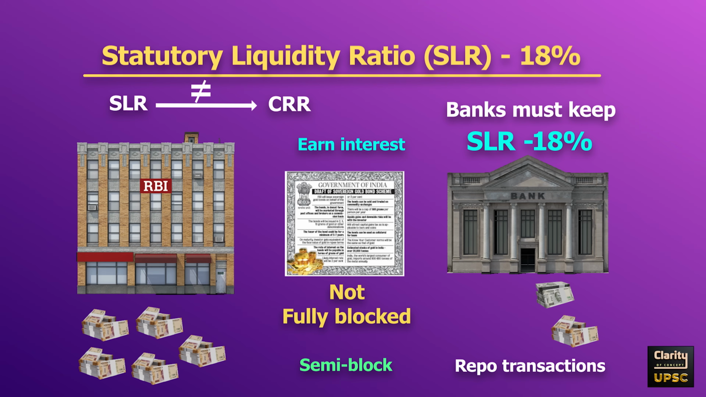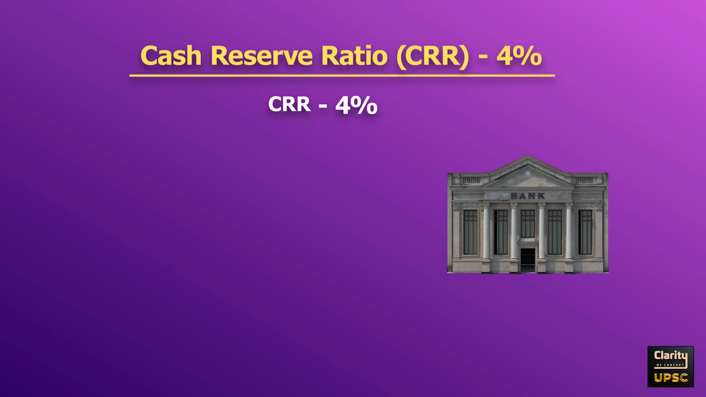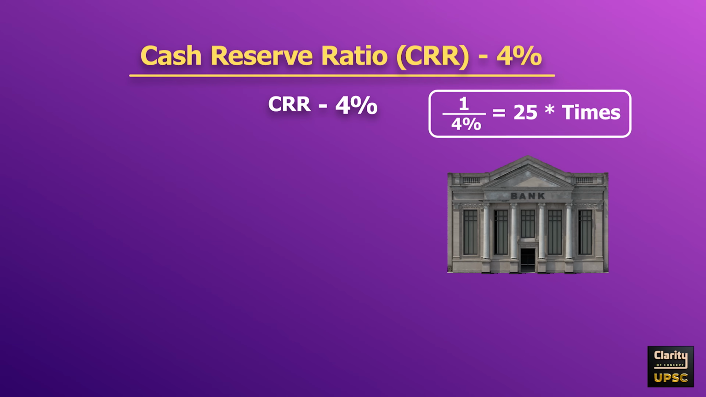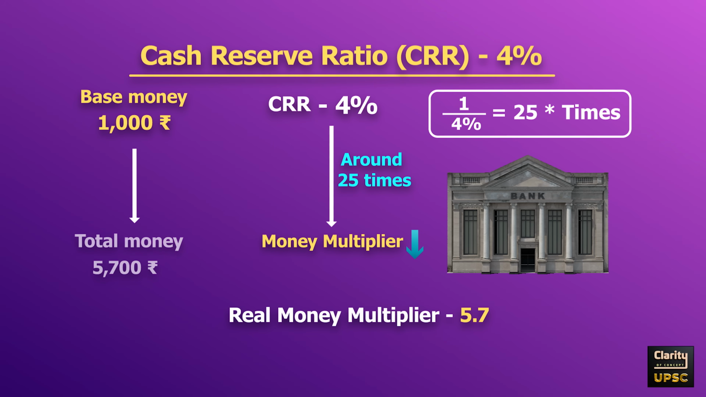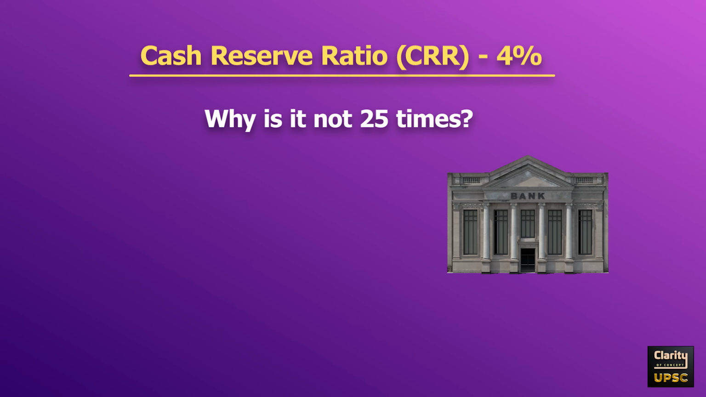That is why, in reality, the true reserve block is only the 4% CRR. Now, if we see the theoretical side, with 4% CRR, the money multiplier can go up to around 25 times. But in real life, it is much lower. Right now, the real money multiplier is 5.7. This means if banks get 1000 rupees as new base money, they are able to create 5700 rupees of total money. Why is it not 25 times?